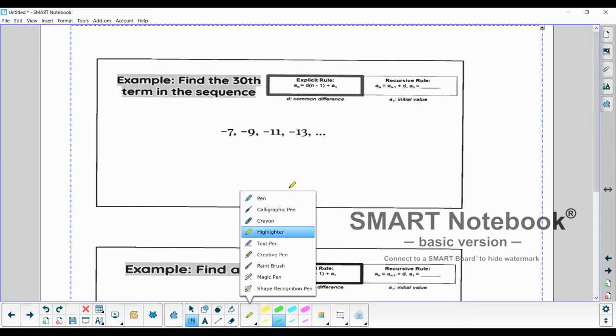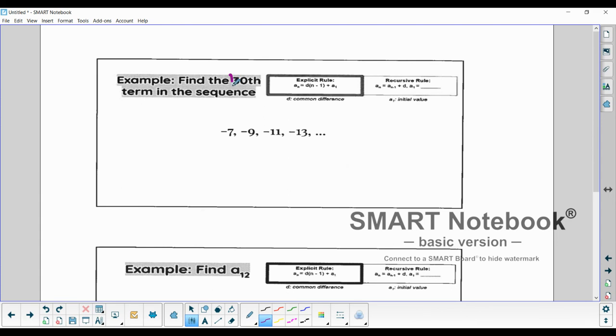So when they want us to find a specific term, so they want the 30th number in this list. So if we kept going until we got to the 30th number, what would that value be? We are always going to use the explicit rule. And this is basically saying, let n be 30. So we need to set up our rule. So we need to know our 2 parameters. The first term is -7. The common difference is -2.